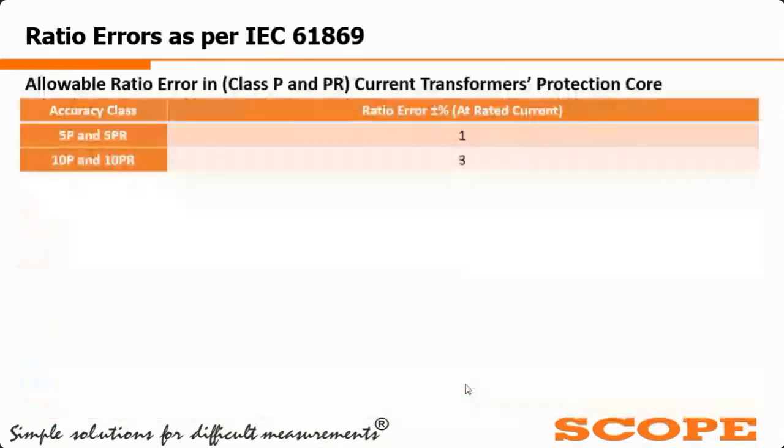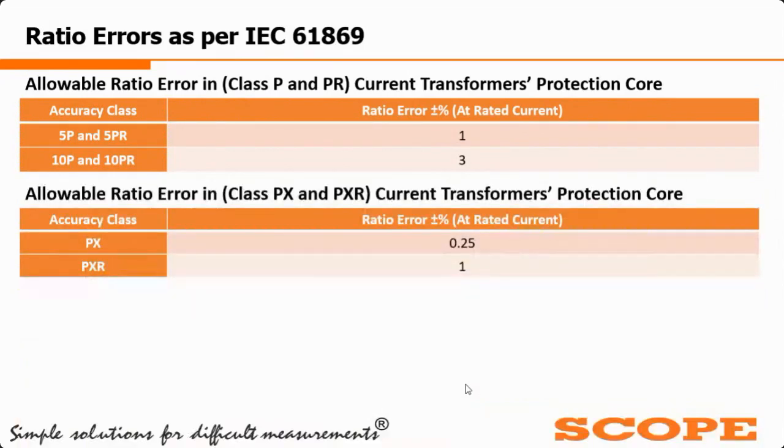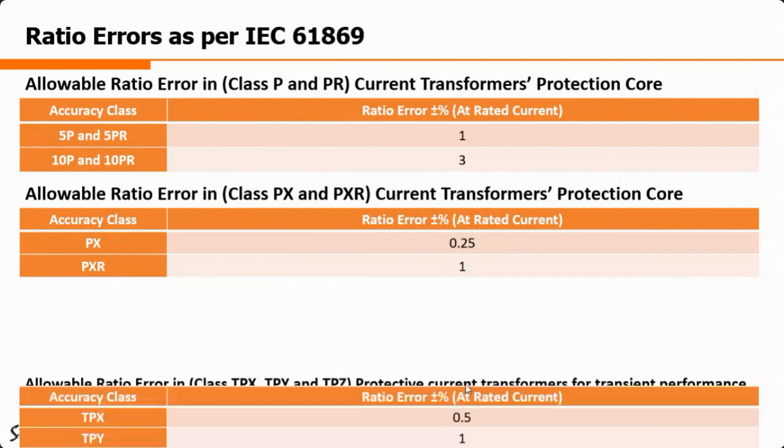For the protection cores like class P and PR, the ratio error limit for 5P and 5PR is 1%. Then for 10P and 10PR it is 3%. For current transformer protection cores class PX and PXR, the allowable limit for ratio error is 0.25% for PX, and for PXR it is 1%.